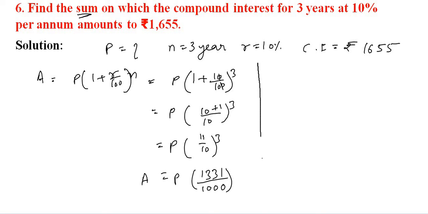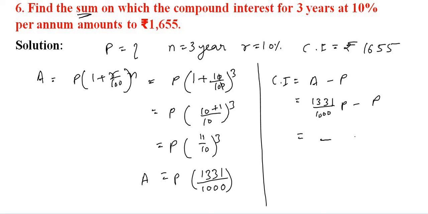As we know, the CI formula, how are we calculating it? Amount minus principal. How much is the amount? Amount is 1331 upon 1000 P, minus P. So here take the LCM, it will be 1000, and here 1331 P minus 1000 P. This 1000 will multiply here. So how much is coming? 331 P upon 1000 is coming, and this side CI is given.